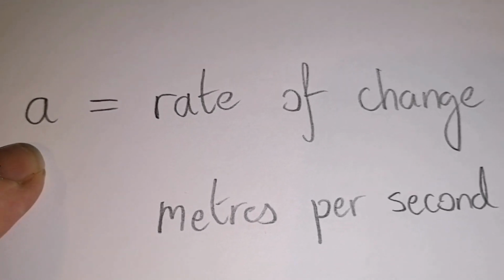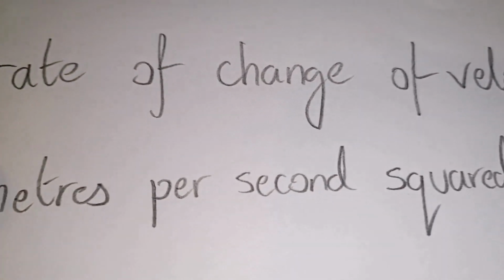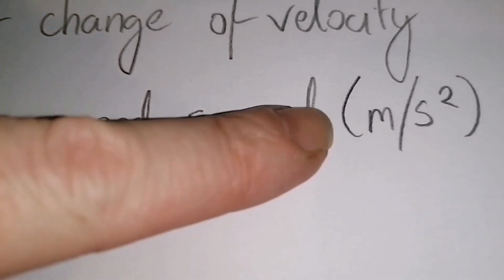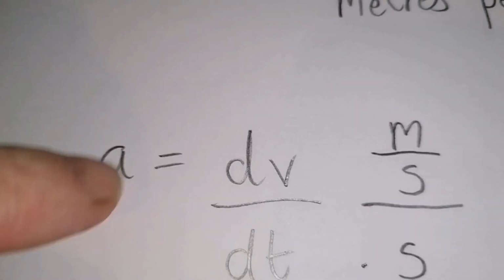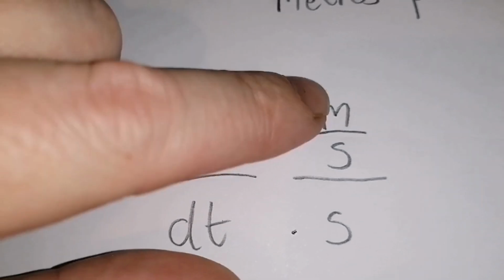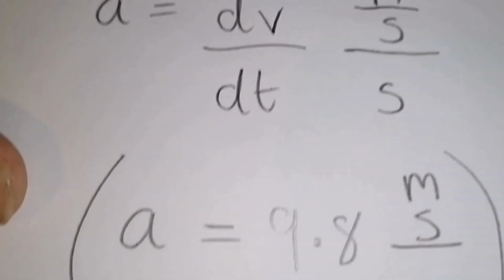So now we come to acceleration, which is the rate of change of velocity, and it's in the units of meters per second squared, or denoted like this. So acceleration is equal to the change in velocity over the change in time. The unit for velocity is meters per second. The time is in seconds.